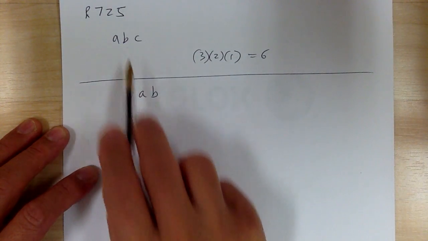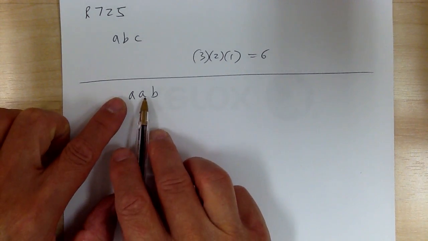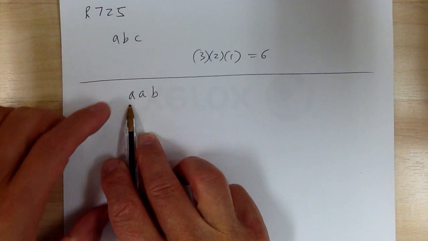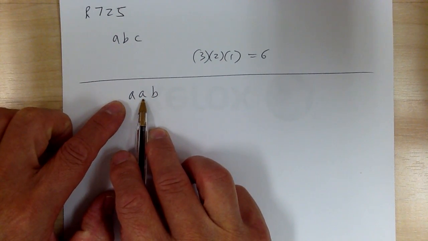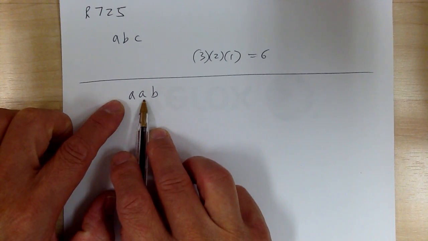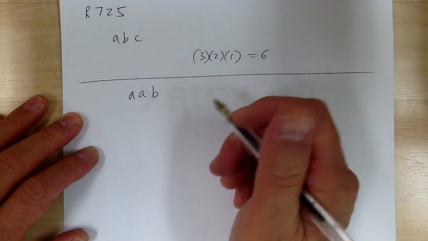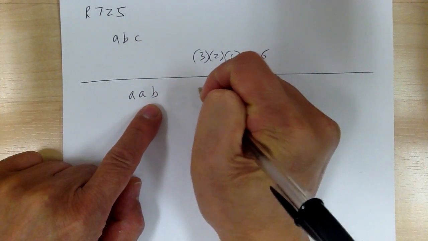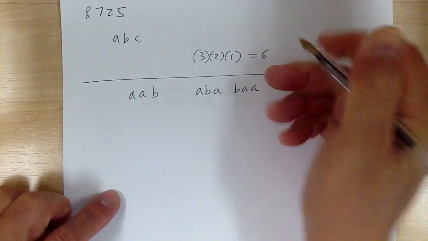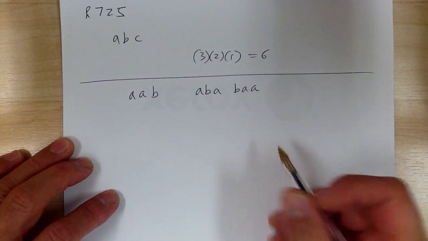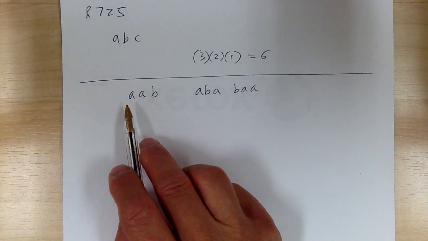Well, you still have 3 items, but it's not going to be 6 ways. Notice what happens if you switch this position, you still get the same arrangement, because you have 2 identical A's. So in this case, you're going to have fewer. You can have A, A, B, you can have A, B, A, and B, A, A. Because when you switch the A and the A, you still get the same, so you don't get a new one.